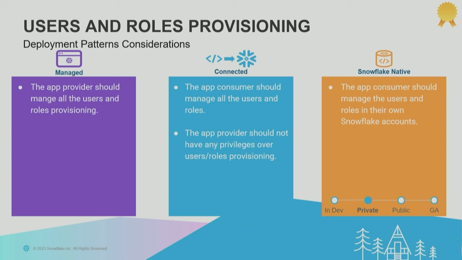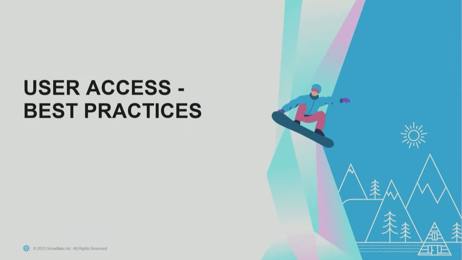In connected apps, it's the same as a managed app, but I want to stress that the app provider should not have any privilege to create and provision any users or roles. In native apps, the app consumers, you remember, you get the app and install it in your system. So as an app consumer, you should have full control over your own user and roles population. And for user access best practices and what we have new in store, that will go back to Prasoon.